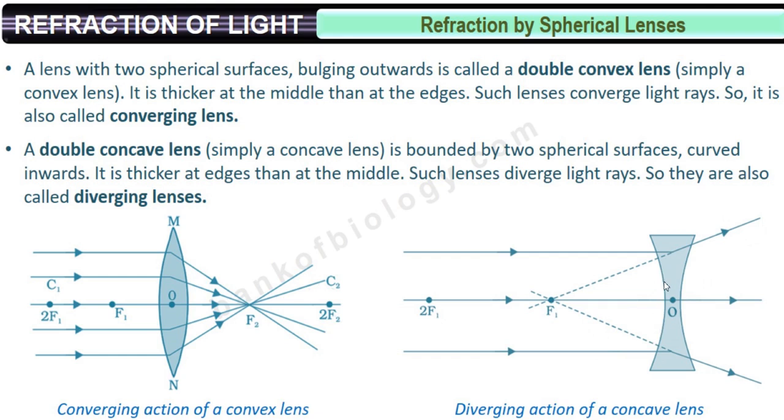It is thicker at edges than at the middle. Such lenses diverge light rays. So they are diverging the light rays, concave lens. In mirrors, convex mirrors are diverging light rays, but in lenses it is the opposite. Concave lenses are doing the diverging action, so they are also called diverging lenses.